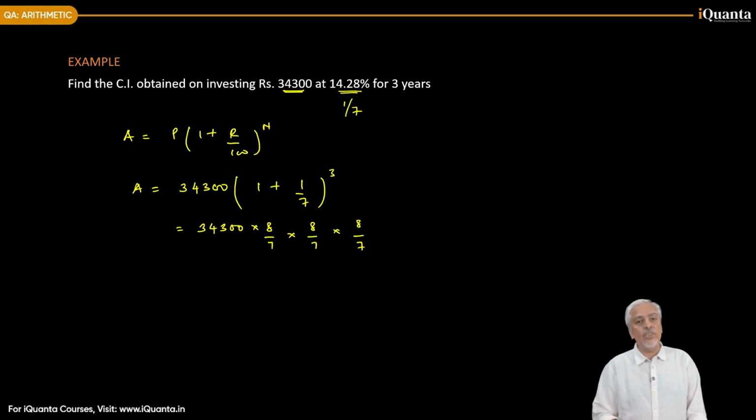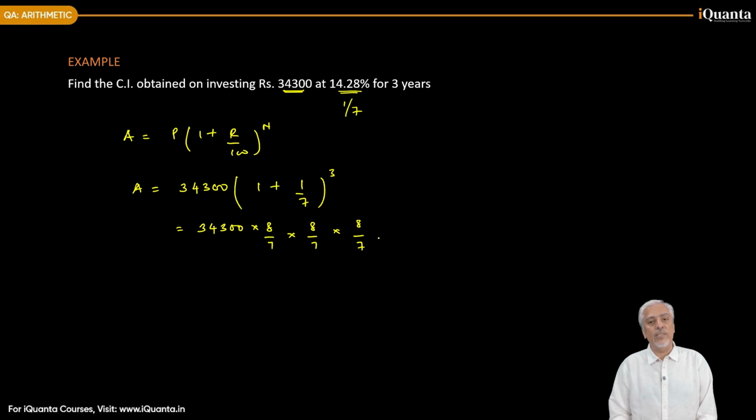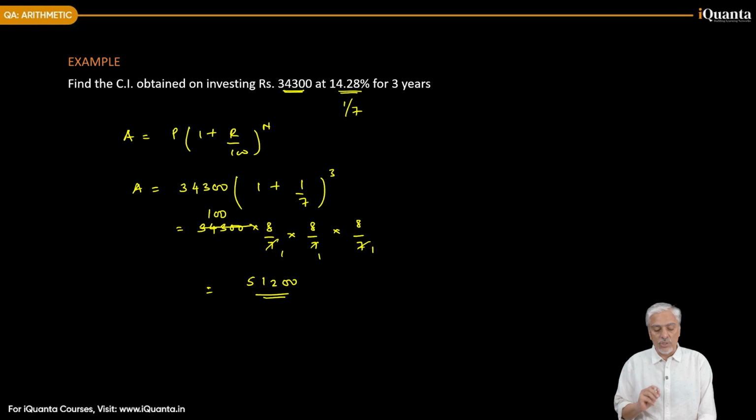If you know your calculations well, you should know that 7 into 7 into 7 is 343. Otherwise, cut it every time. So this will go exactly 100 times. 8 into 8 into 8 is 512. So we'll get 51200. 51,200 is my amount. What is the compound interest? Because that was what is asked.